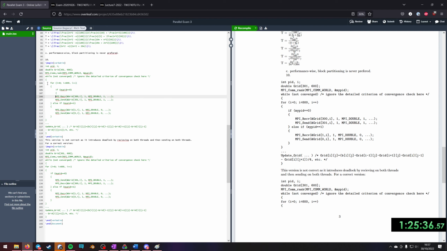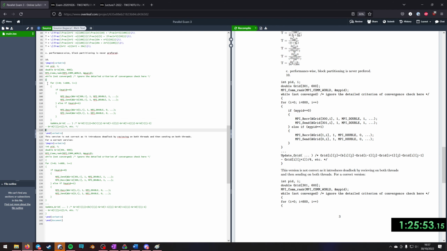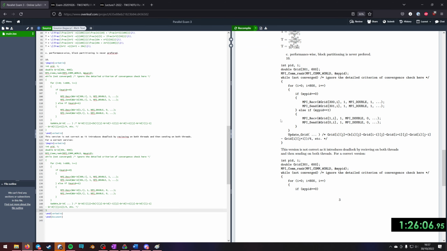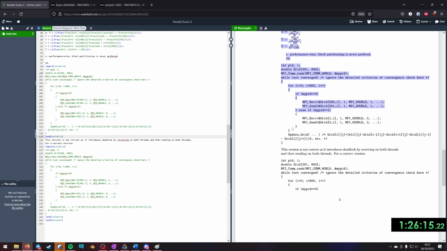So this goes in more, this goes in more, and so on. Okay, so the update grid part is part of the while-not-converged loop. Okay, that makes a lot more sense. So we compile and look down there. Practically the only part we have to care about is the exchange of variables, not the update grid.